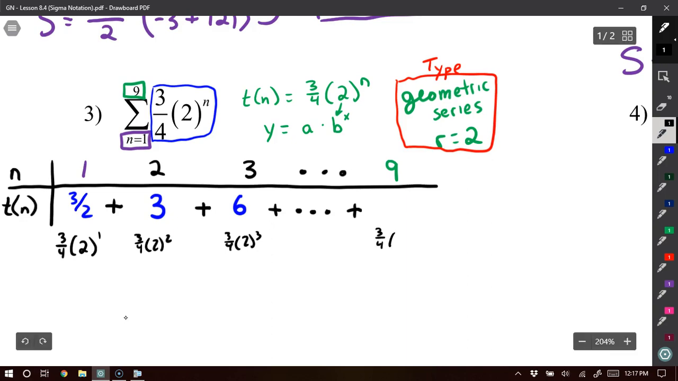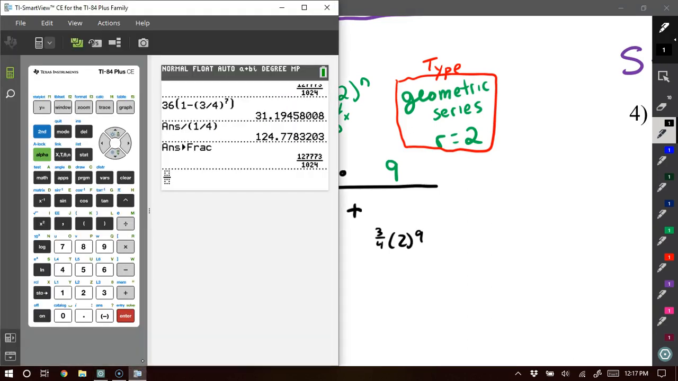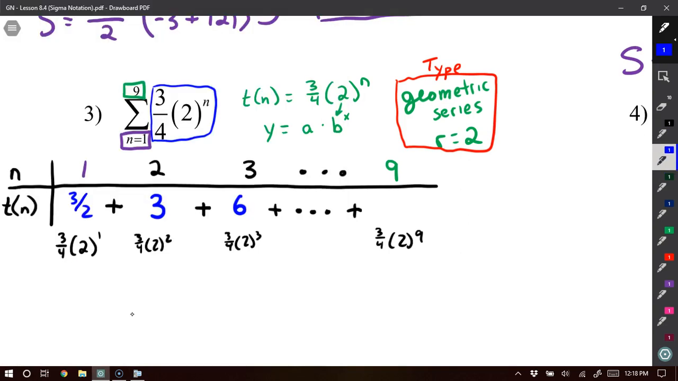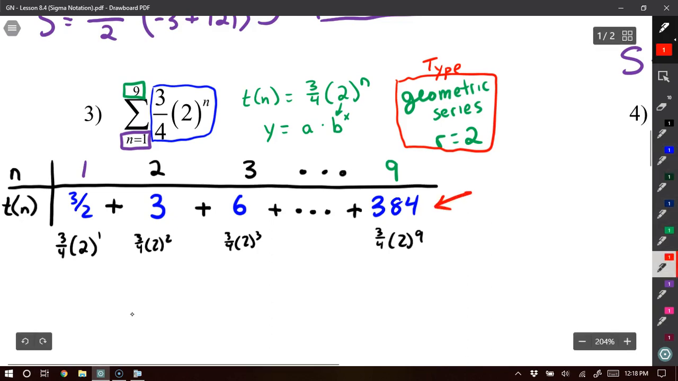I'm going to have 3/4 times 2 to the 9th power. In that case, go to your calculator for it. I'm going to use alpha y equals so I get used to it. 3/4 parentheses 2, raise it to the 9th power, hit enter. I get 384. So now I have my series written out. I answered that part of the problem.